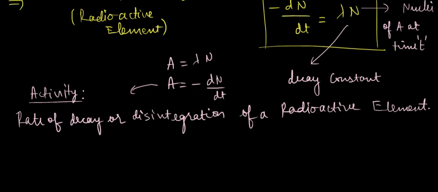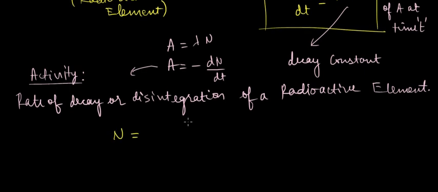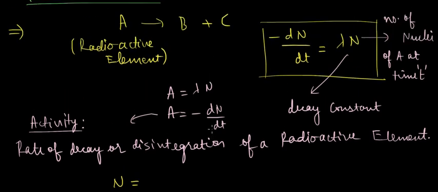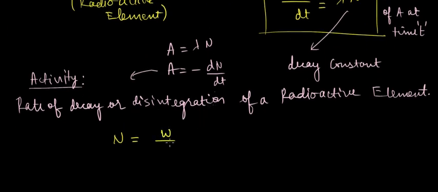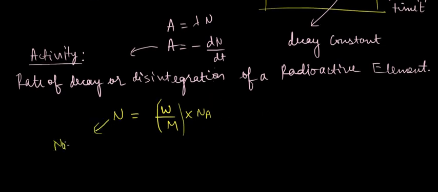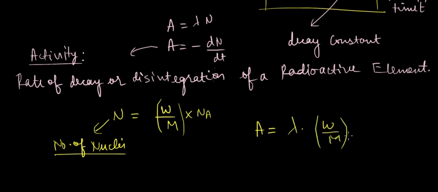Now we can also write N, which is the number of nuclei of A at a time t, as W by M times Avogadro number. W by M is nothing but the number of moles, multiplied by Avogadro number. This much number of nuclei would be present. So activity can then be written as lambda times W upon M times Na.